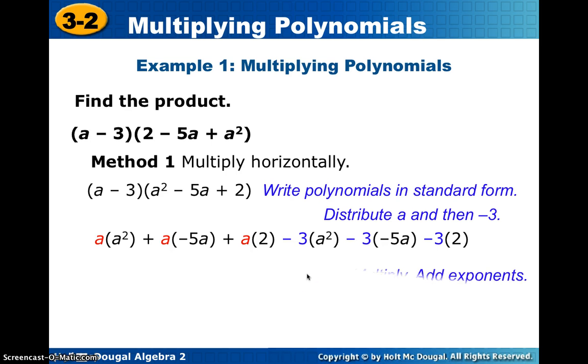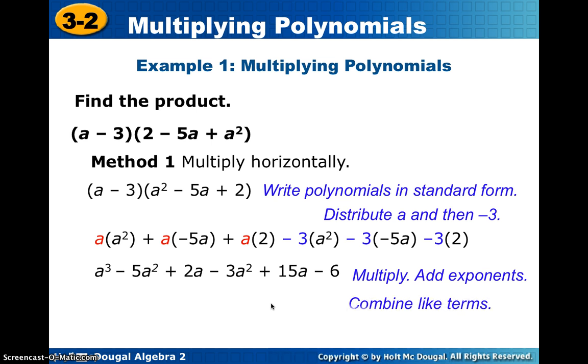So now we can just multiply that out. And when we're multiplying, remember we add our exponents. So a times a squared gives us a cubed, and this is a squared. This plus and a minus turns to a minus in front of the 5. Okay, so this is what we get when we multiply out. And then the last step is just to combine like terms for our final answer.